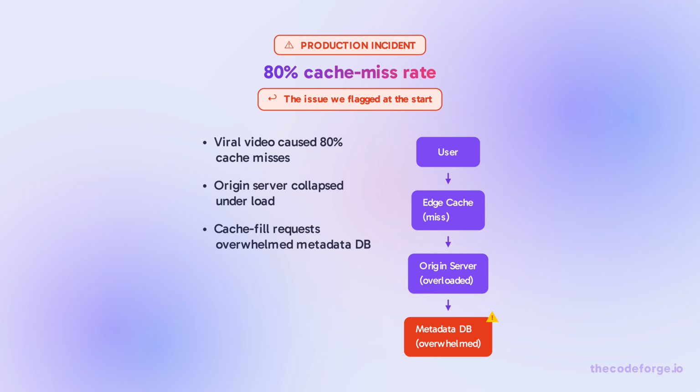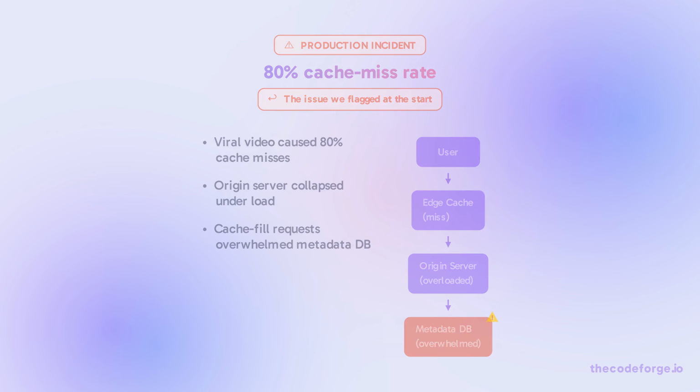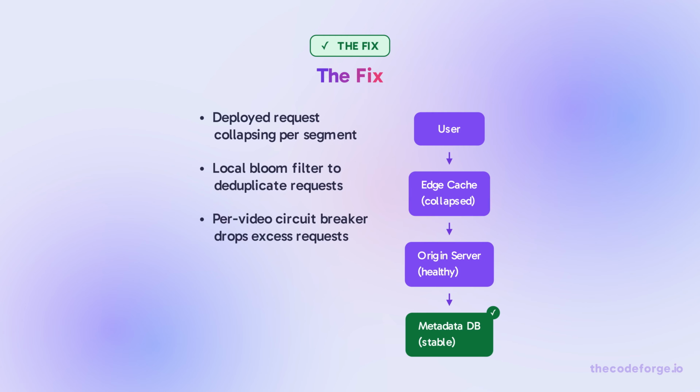This is the same issue we highlighted at the start. Here's exactly why that happened. A single viral video became a hot key. Every viewer requested the same segment at the same time. Edge caches had an 80% miss rate because the video was new and not prepositioned. The origin server collapsed, and cache fill requests overwhelmed the metadata store, causing uploads to time out and the site to become partially unavailable. The fix involved 3 changes.